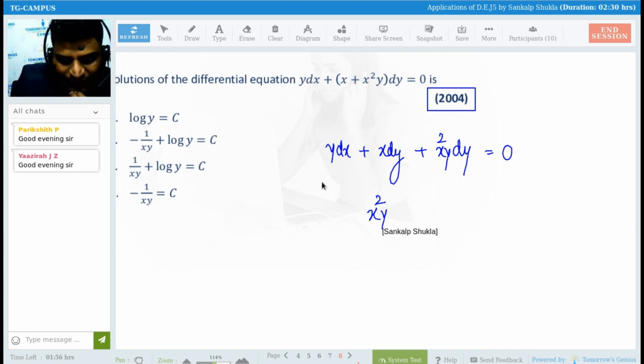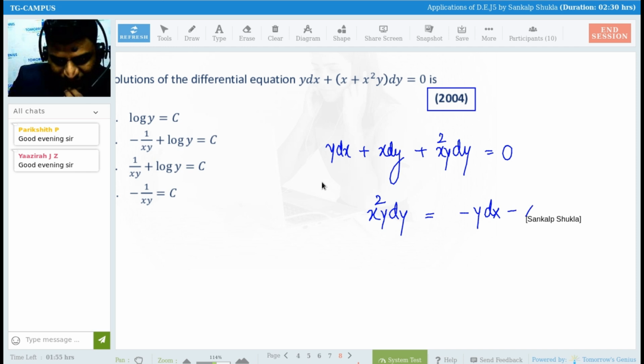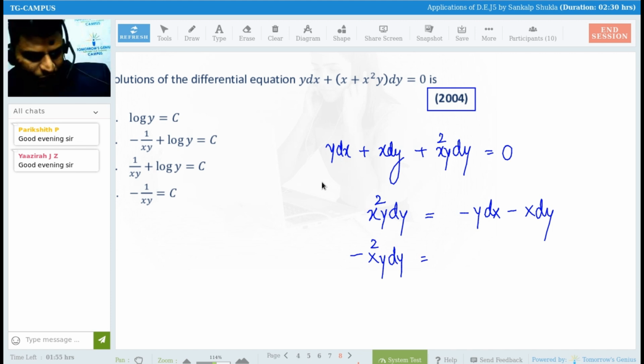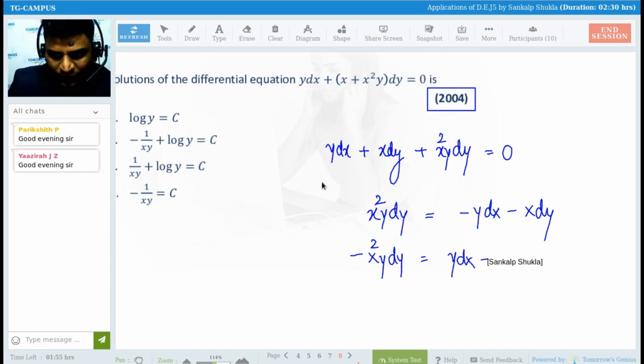See, we can write x square y dy is equals to minus y dx and minus x dy. Got it? Now, if I take the minus sign as common, I will write minus over here, minus x square y dy equals minus of y dx plus x dy. Okay, till here it is clear.